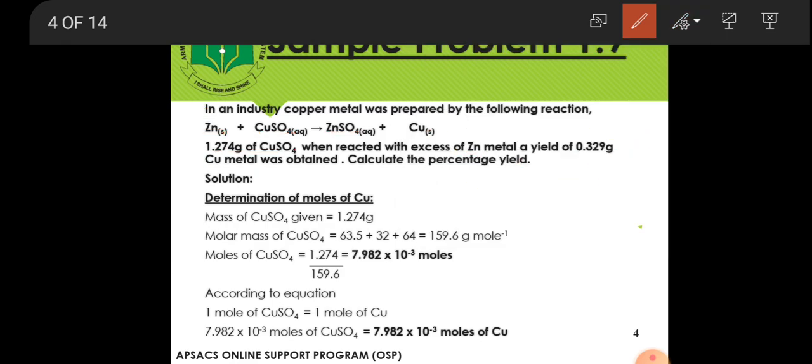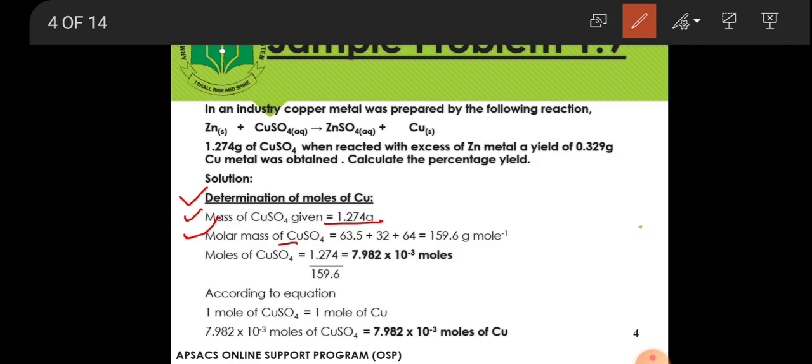So students, our first step is determination of moles of copper. We are actually calculating the theoretical yield first. So what is the mass of copper sulfate that is given to you? Mass of copper sulfate is 1.274 grams. What is the molar mass of copper sulfate?